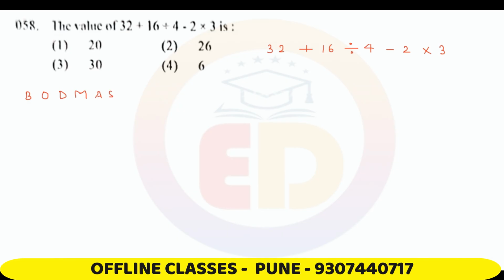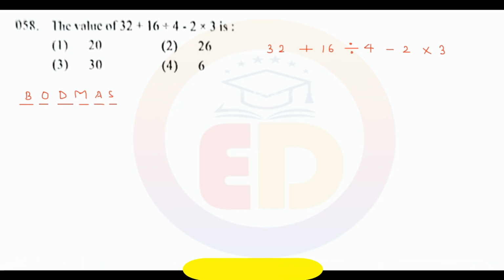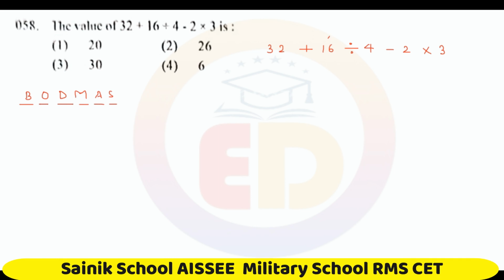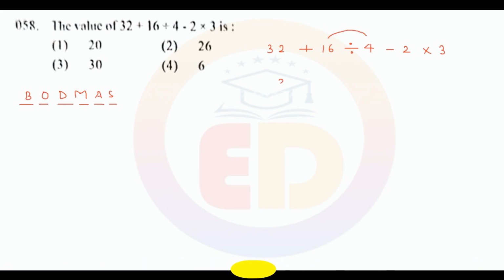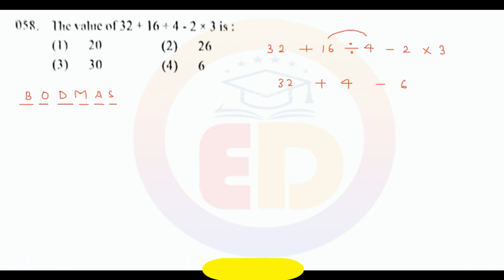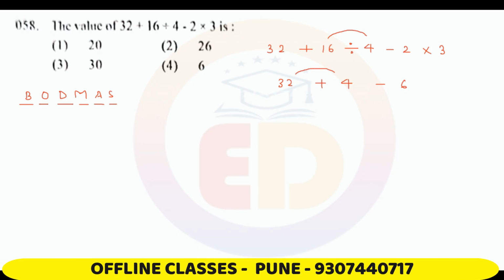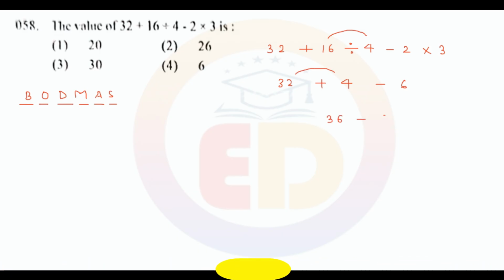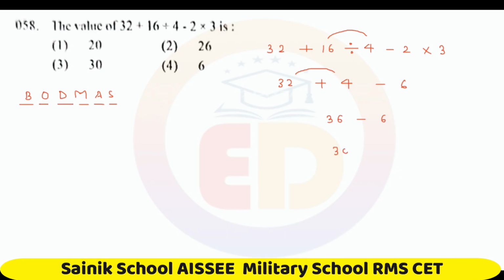Now here there are no brackets, only division, multiplication, addition and subtraction. So first we'll do the division. 16 divided by 4 is 4. It's 32 plus 4 minus 2 into 3, which is 6. 32 plus 4 is 36 minus 6. Answer is 30. Seemingly a very easy question.